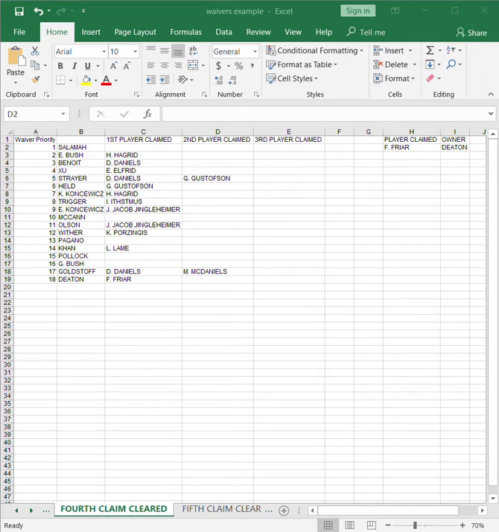Notice that Ahmad still has not used his claim. Ahmad still has first claim to a player. But because he has no one there, it goes to the next person, which is now Emmett Bush. Emmett Bush has a claim in for Hagrid.